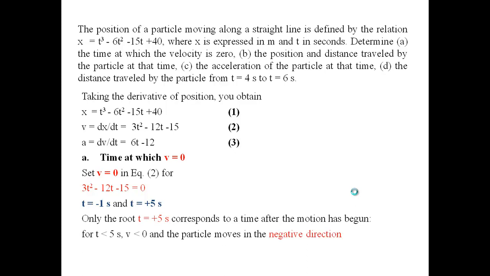For t less than 5 seconds, v is less than 0 and the particle moves in the negative direction. Similarly, for t greater than 5 seconds, the velocity is greater than 0 and the particle moves in the positive direction. Next we will determine position and distance traveled when velocity is equal to 0.